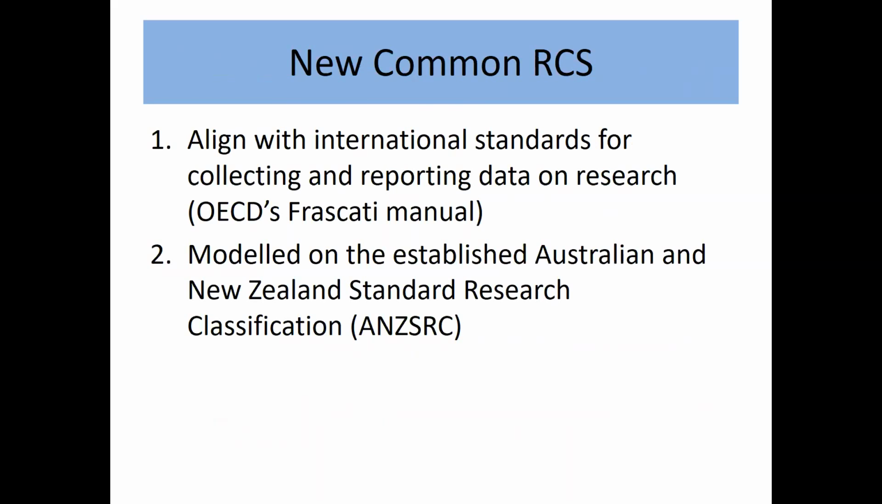So as I said, for a few years we've been doing a lot of work looking at what are the best standards, and what came out loud and clear from that work was that we should be aligning with international standards, and we shouldn't start from zero. So it was decided that we were going to align with the OECD Frascati manual, which gives guidance on how to report on research and development. And it will be modeled after the Australian New Zealand Standard Research Classification, which has been established for over 10 years and was originally modeled after the Frascati manual.